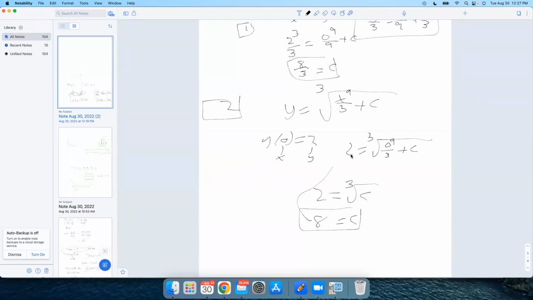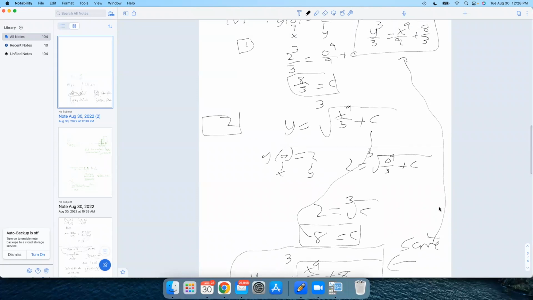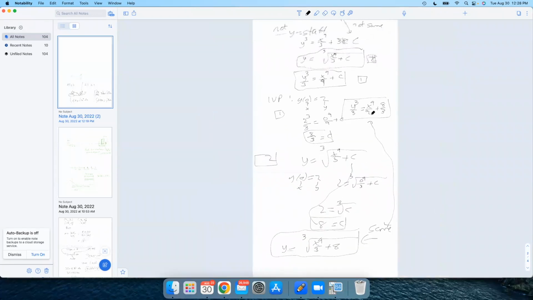If I plug that back in here, to the 9th over 3 plus 8. This answer here is the same exact answer as that. Those two are the same. And you could see that. Multiply everybody by 3 here. Solve this one explicitly right here. Multiply everybody by 3. That'll cancel that 3. Take the cube root of both sides. You get this.